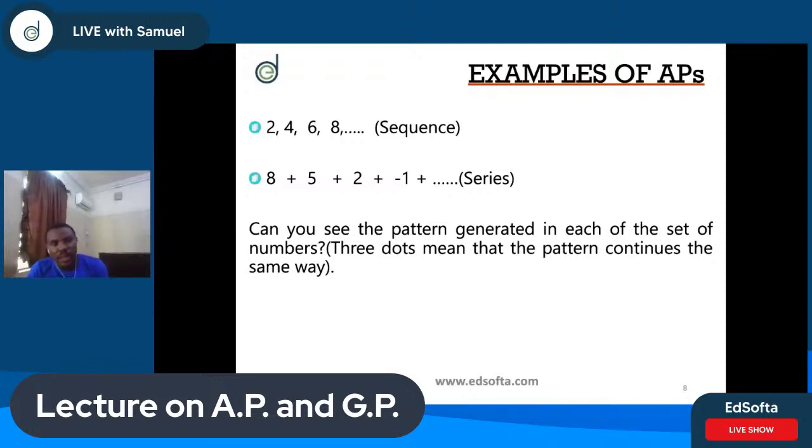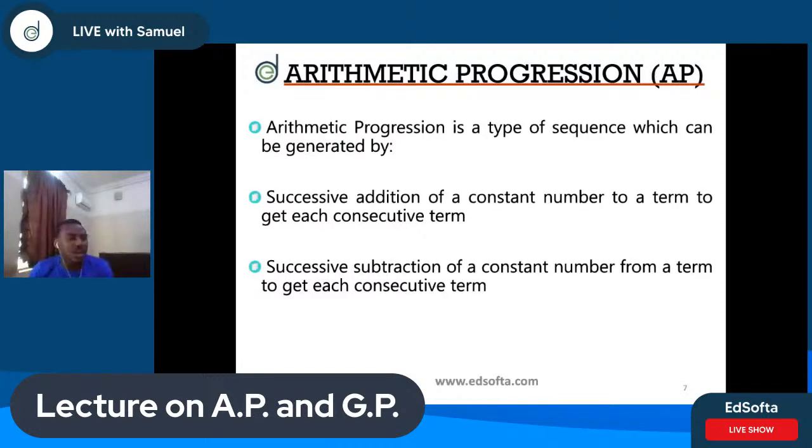Minus 1 minus 3 will be minus 4, and on and on. So that's just to explain arithmetic progression.